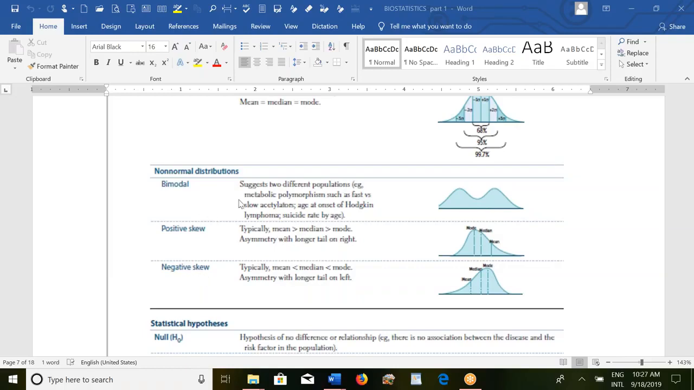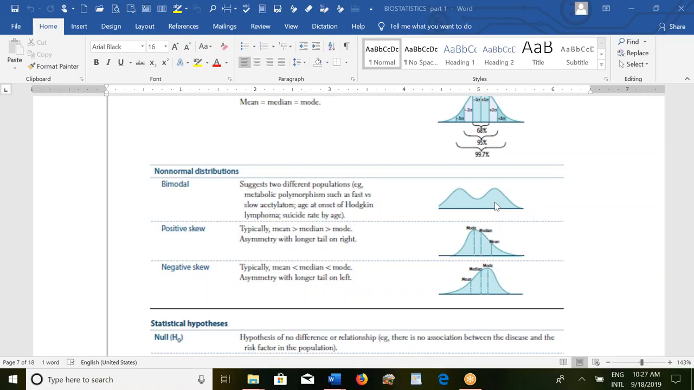What is bimodal? It suggests two different populations. For example, metabolic polymorphism, such as some people who will have fast metabolism, fast acetylation, so the metabolism of the drug will be very fast. And on the other hand, we will have another group. This one is the fast acetylator group and this one is the slow acetylator group. Here we will have to give less dose of the drug because it will be metabolized after a long period.